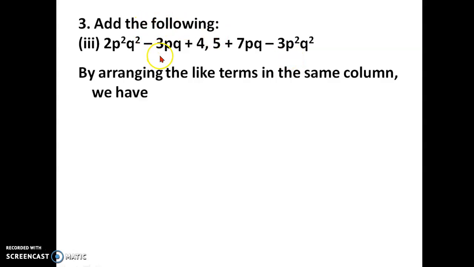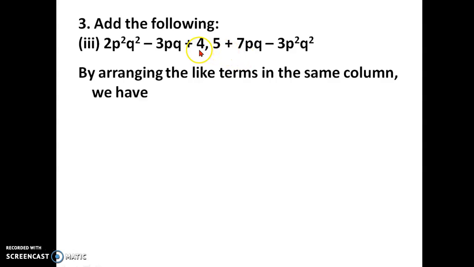Okay. Then next is minus 3pq. Here also pq, here also pq, but the power is not the same. So these two are not like terms, they are unlike terms. Here pq is the variable. In the other polynomial also you search for pq. Here it is. So minus 3pq and 7pq are like terms.